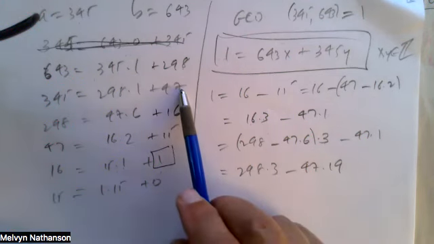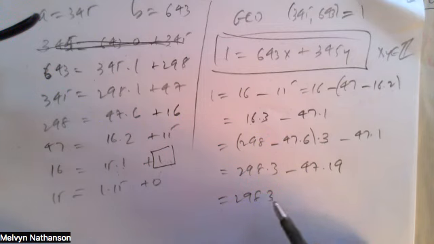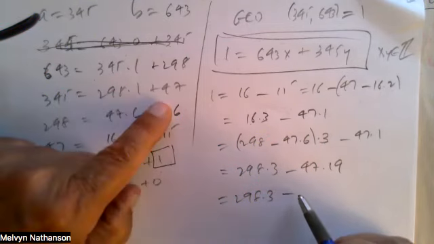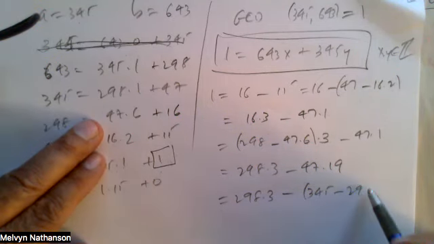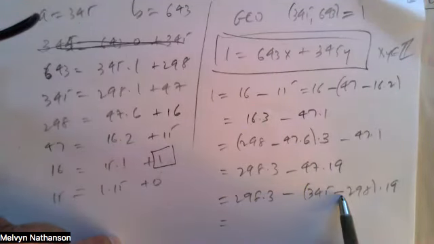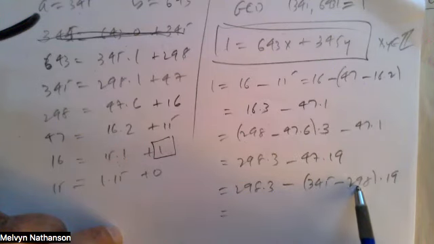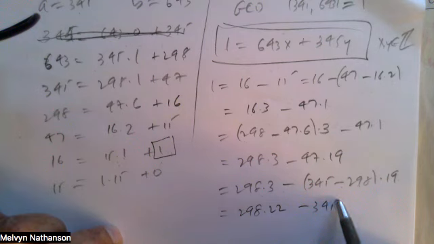And then I can replace 47 by this difference. This is 298 times 3 minus, and what is 47? 345 minus 298 times 19. So what do I have here? I have minus times minus is plus. So here I have a 298 times 19 and a 298 times 3. That's 298 times 22 minus 345 times 19.